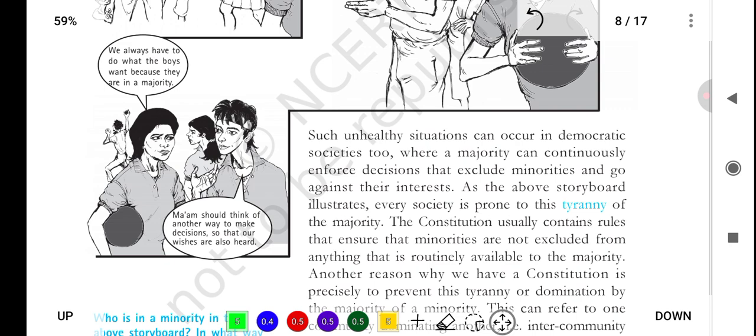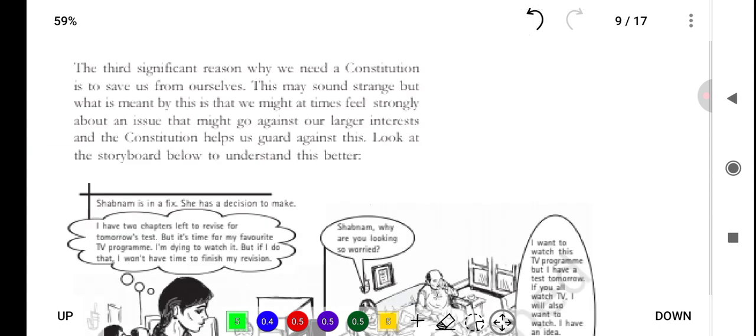In democratic societies, a majority can enforce decisions that exclude minorities and go against their interest. Constitutions protect minorities from exclusion and prevent domination by the majority. They also prevent dominant groups from using power against less powerful groups. A storyboard illustrates this issue in a classroom setting. This is the storyboard actually. So here is another storyboard.